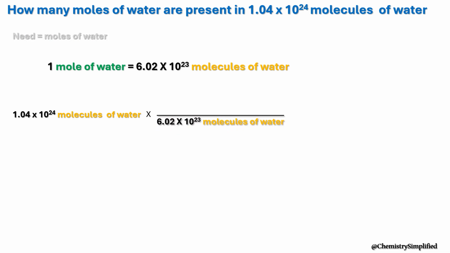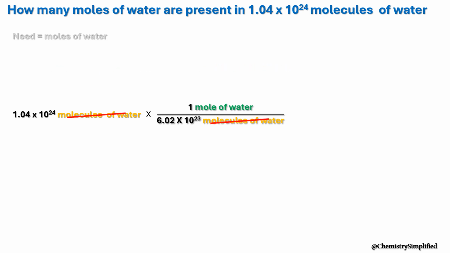So this time, 6.02 times 10 to the 23rd will go on the denominator, and the 1 mole will go on the top. We cross out molecules, and the answer is 1.73 moles of water.